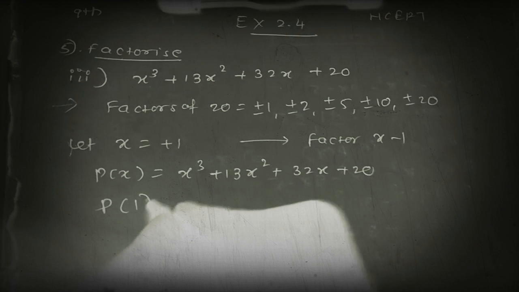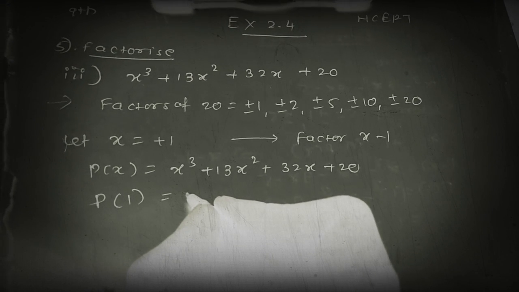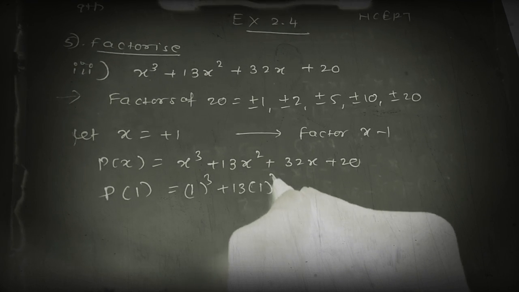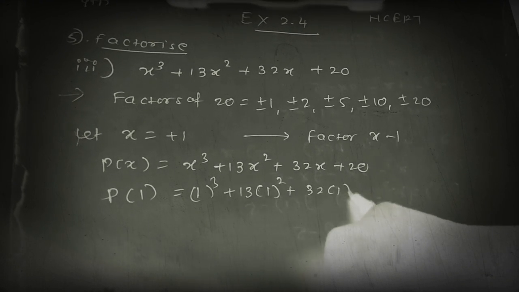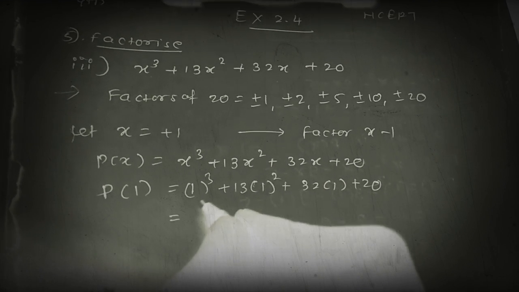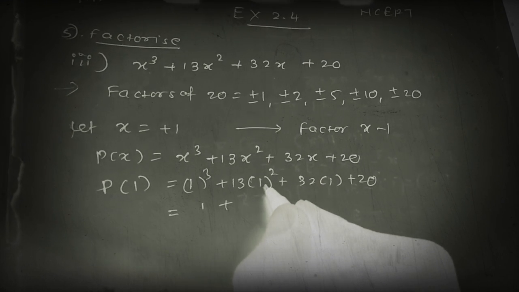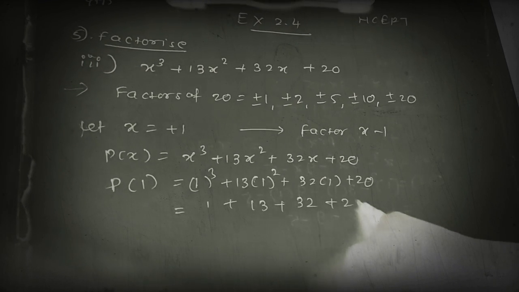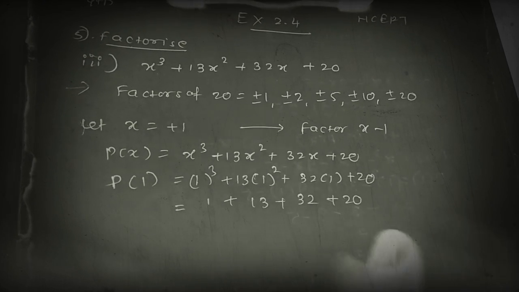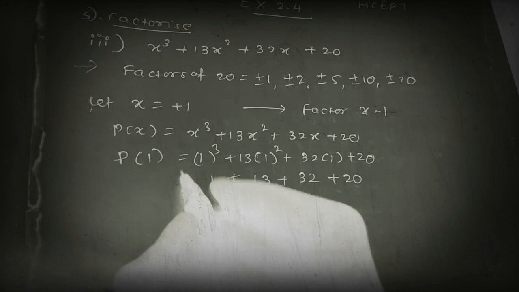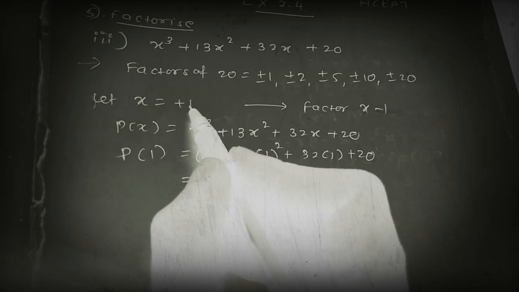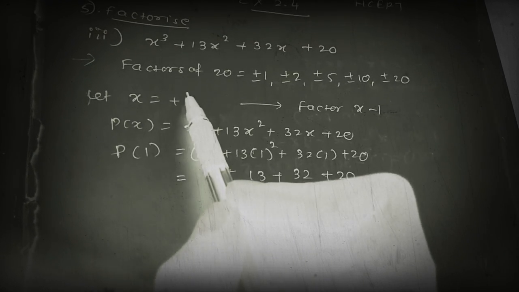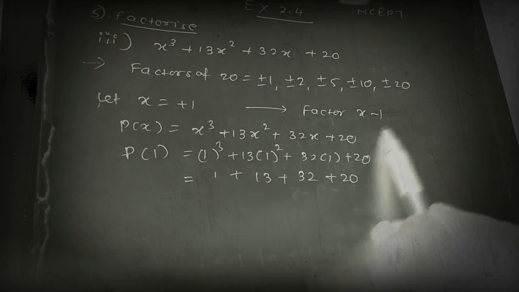If it is not so, you have to go for the next. So put here plus 1, that is the value of x: 1 cube plus 13 into 1 square plus 32 into 1 plus 20. So as you can see, 1 cube is 1, 1 square is 1, so 1 plus 13 plus 32 plus 20, and you can see this will not be equal to 0. So x equals plus 1, we considered this as 0, but it is not. Therefore x minus 1 is not a factor.